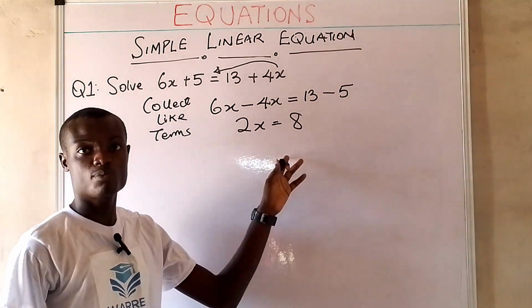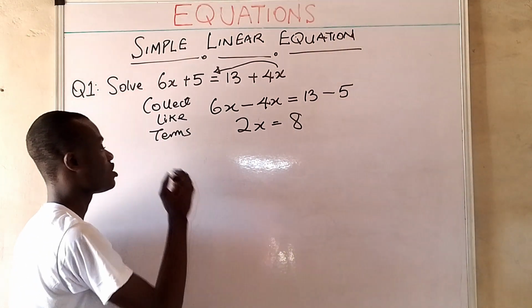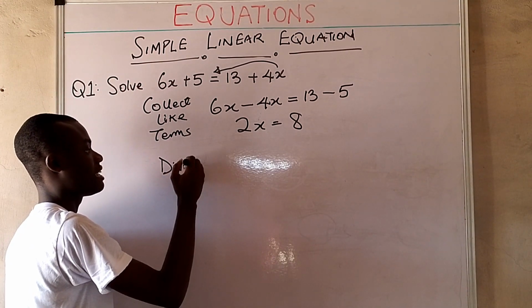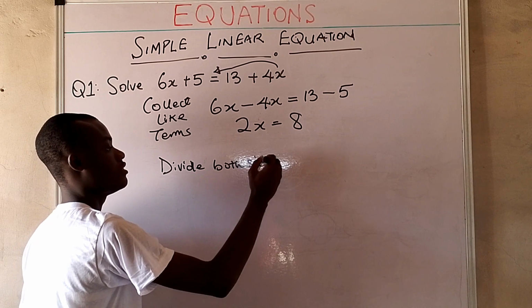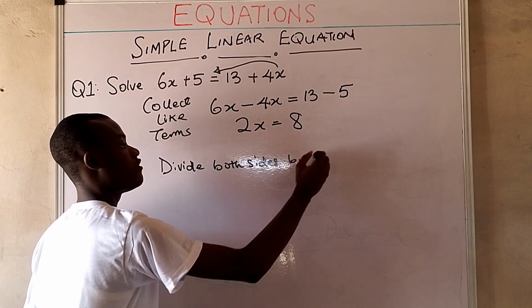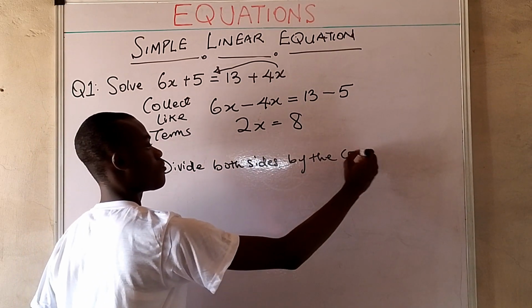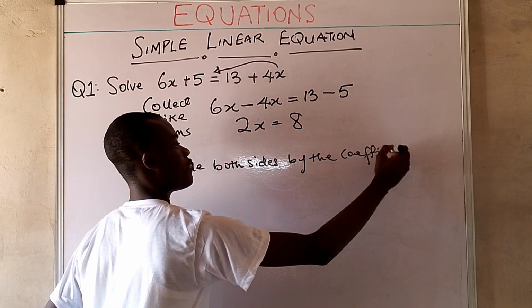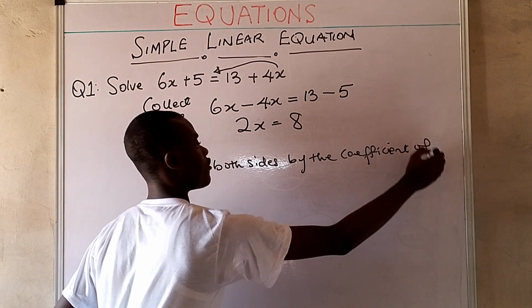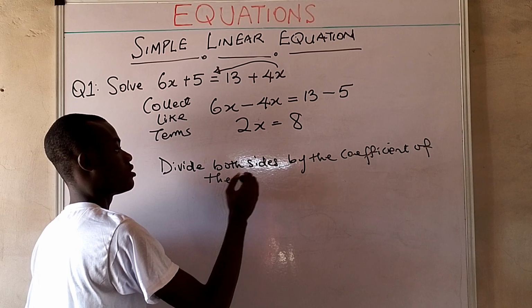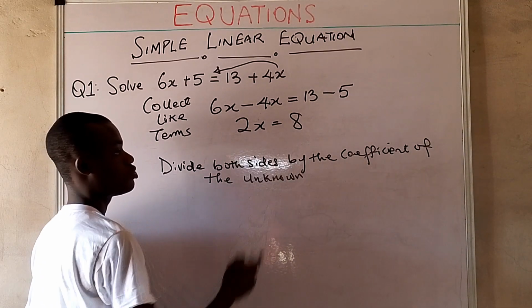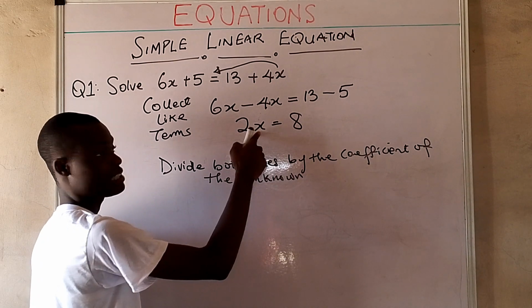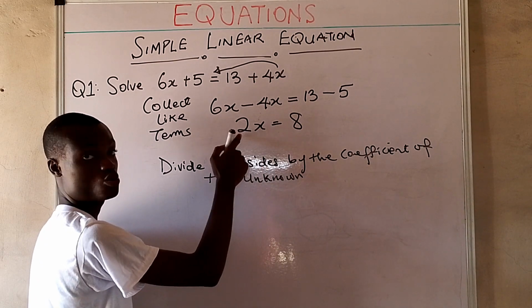So when we get to this point, the next thing we have to do is to divide both sides by the coefficient of the unknown. Divide both sides by the coefficient of the unknown. So what we are going to do is simple. The unknown is x. Remember, the coefficient of this unknown is 2.